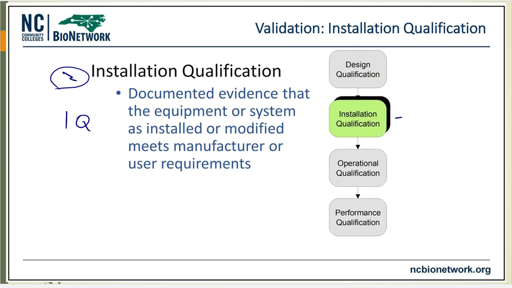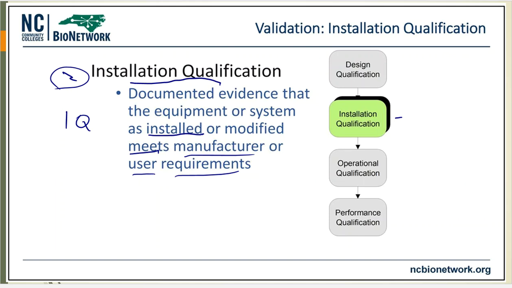So they're going to get it out of the box. They're going to connect all of the cords, all of the cables, all of the tubing that needs to go inside that machine. They're going to put it all together and they're going to turn the on button on, and that's going to be the installation qualification. So this is, again, documented evidence that something has happened. It is proof that something took place. And what we're looking for here is we want to make sure it's installed and that it meets the manufacturer or the user requirements.